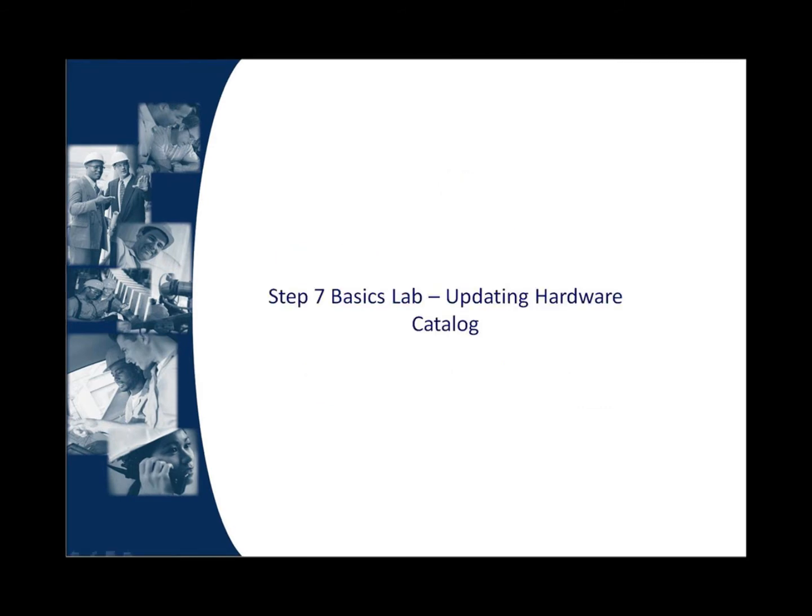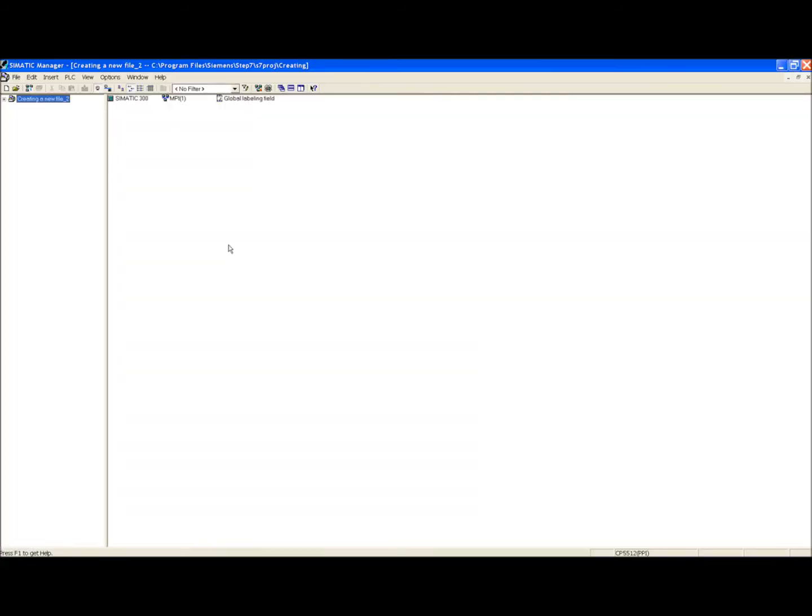The following lab is a Step 7 Basics lab, updating hardware catalog. Once the file we created manually in the previous lab is open, we'll click on our project in the tree and expand it. Then click on Simatic 300 Station. Then double click on Hardware.